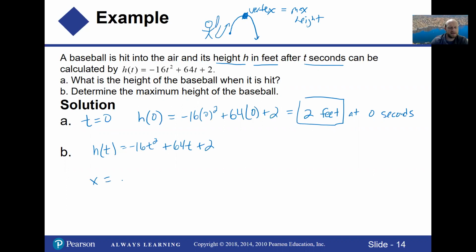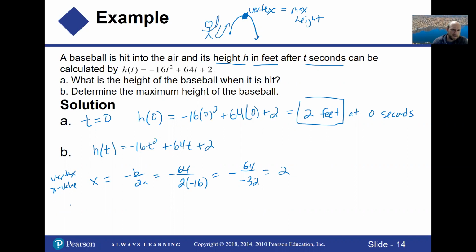The x value of the vertex is equal to negative b over 2a. So it's negative b, negative 64, since 64 is your b value, and your a value is negative 16. This gives you negative 64 over negative 32, which is positive 2. It's basically a coincidence that these are both 2. This is not always going to match. But your x value of the vertex is going to be 2.